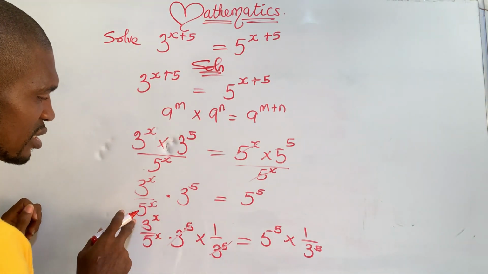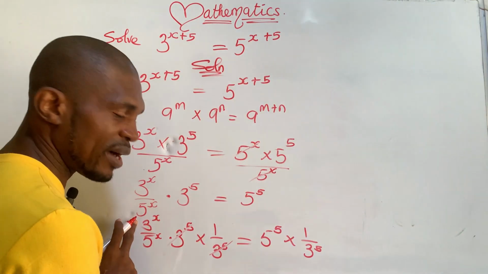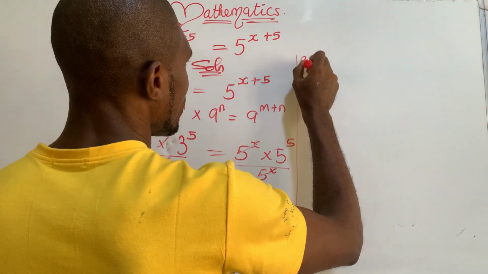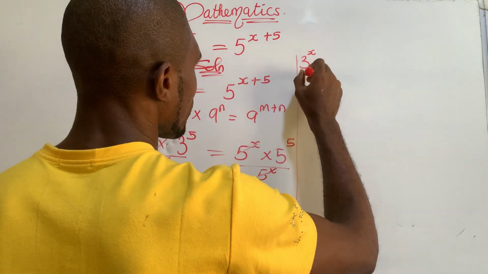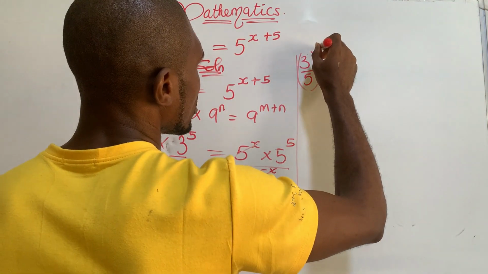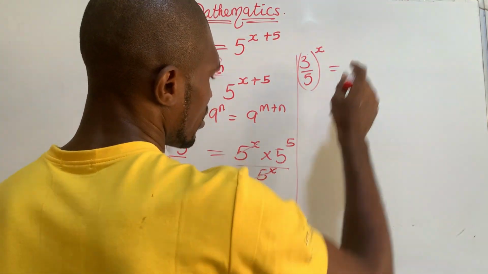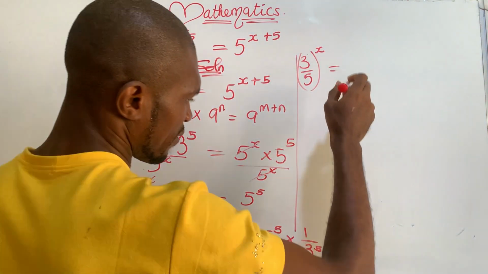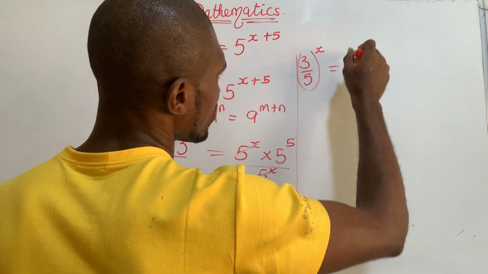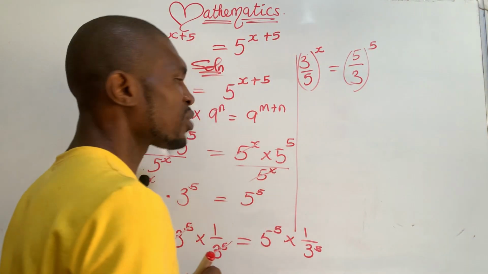And what you have left is what? 3 raised to the power x over 5 raised to the power x. You can say 3 raised to the power x over 5 raised to the power x, and in fact, this can also be written as (3 over 5) raised to the power x. Okay? And this is equal to 5 raised to the power 5 over 3 raised to the power 5, which can also be written as (5 over 3) raised to the power 5. So it's just one of the laws of indices.